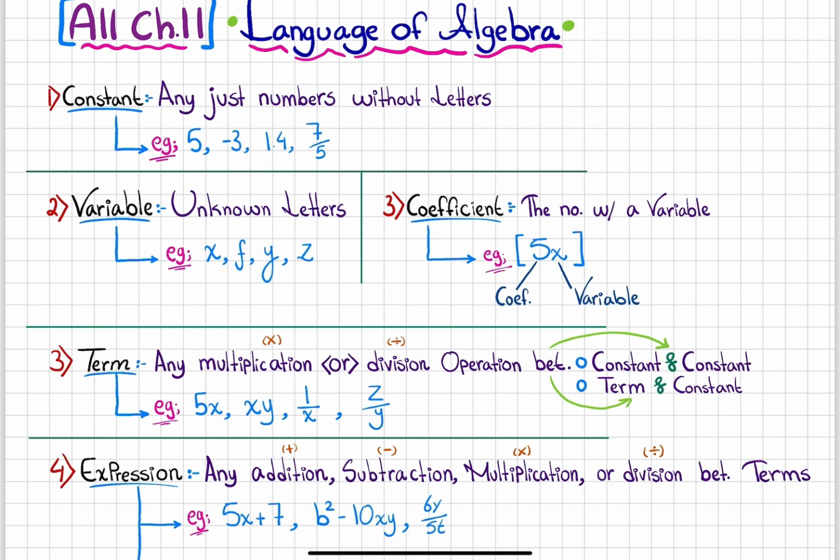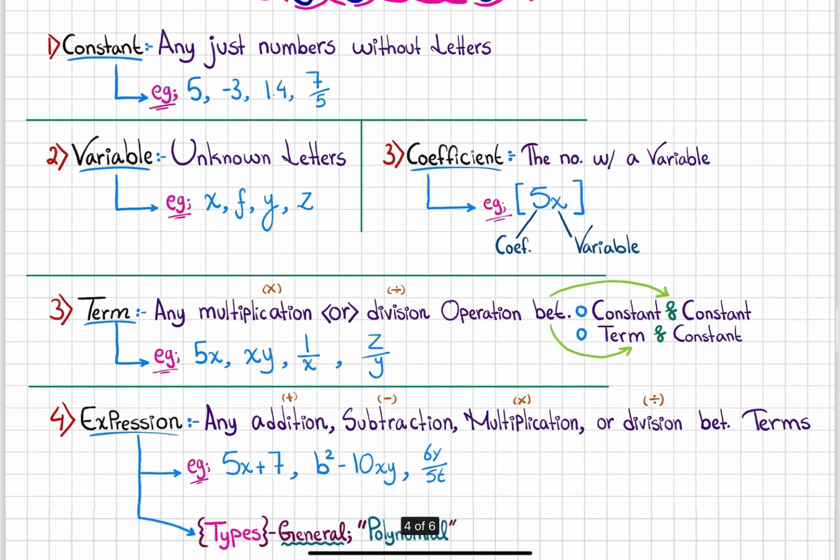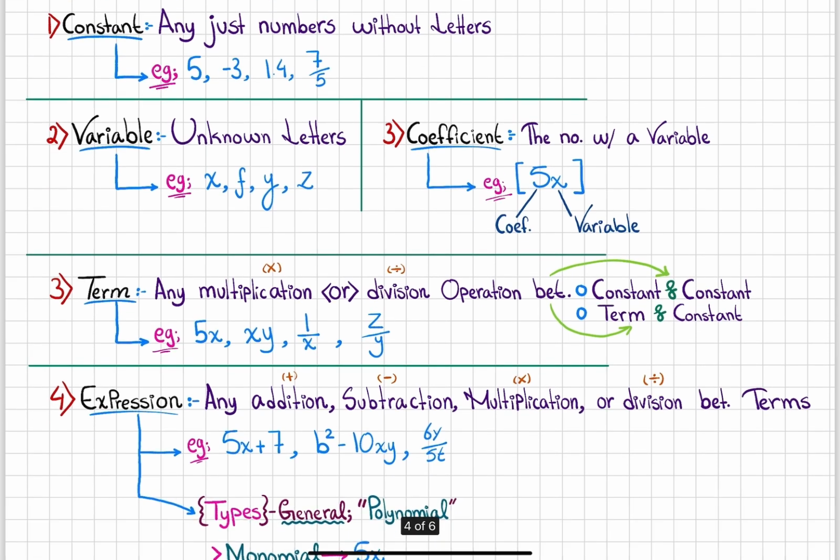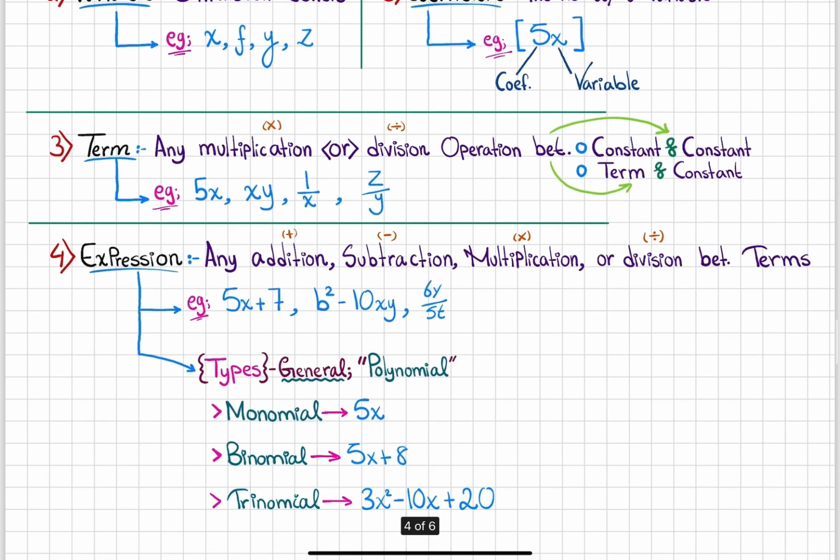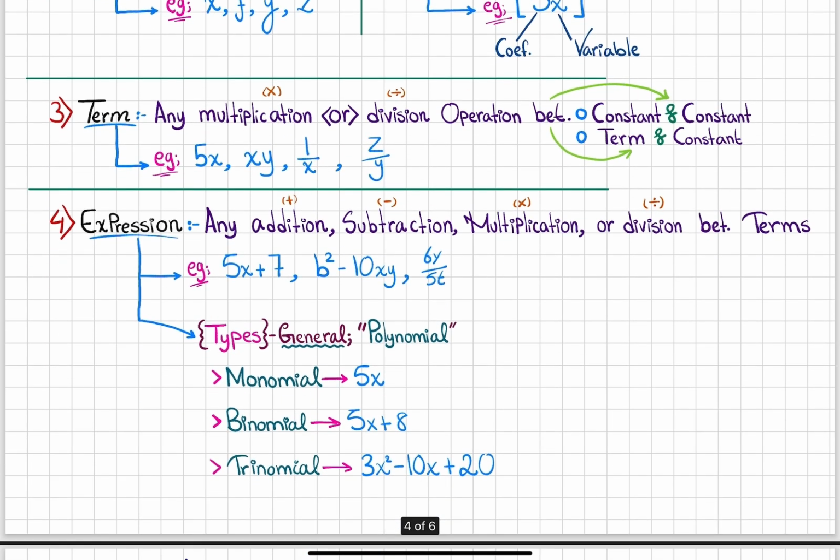A coefficient is a number with a variable. So a coefficient is a constant and a variable together, like 5x. 5 is the constant, and the variable is the x. A term is any multiplication or division operation between constants and variables.